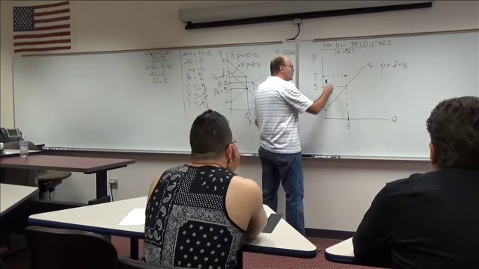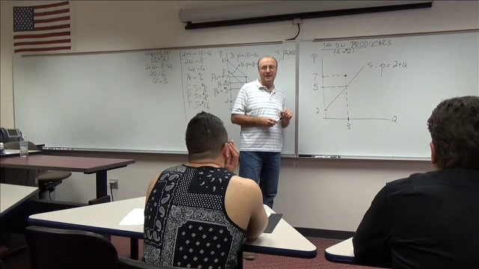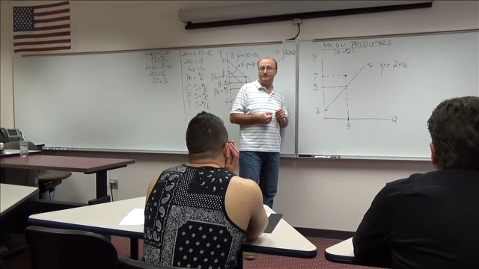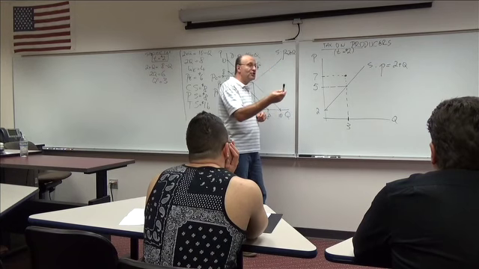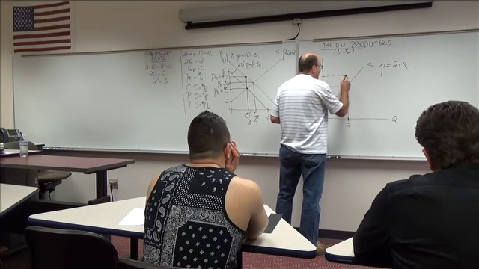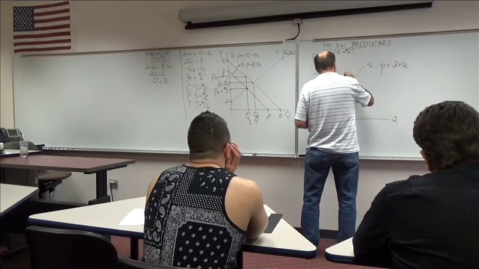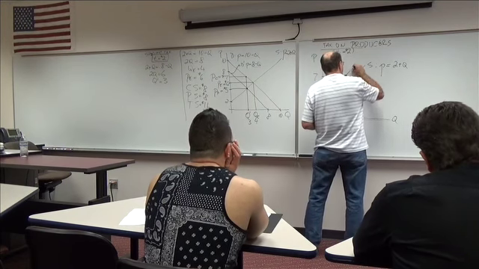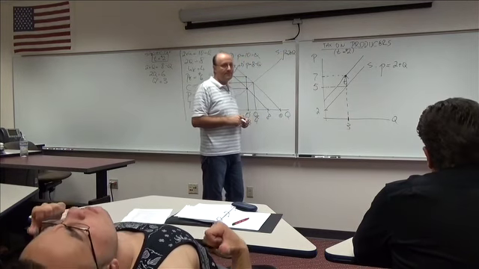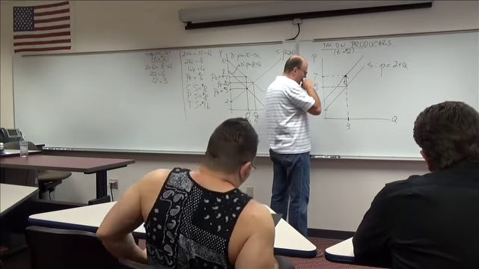Do we need one more numerical example, or can you already tell me what will happen to the supply curve in response to a $2 specific tax? It's going to shift up. By how much? By the amount of the tax, exactly by $2. So the new supply is going to look like this. Okay? The new supply is going to look like this.